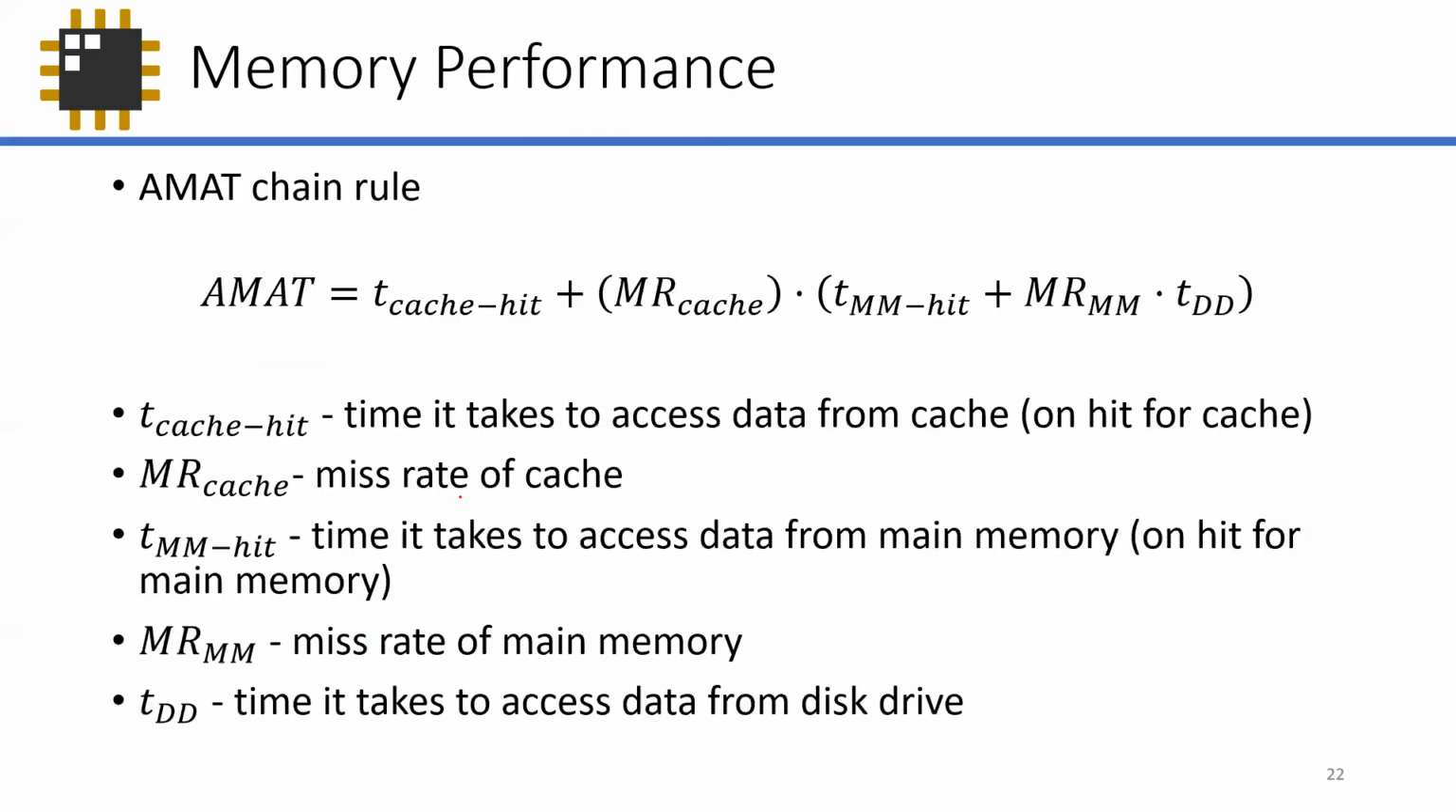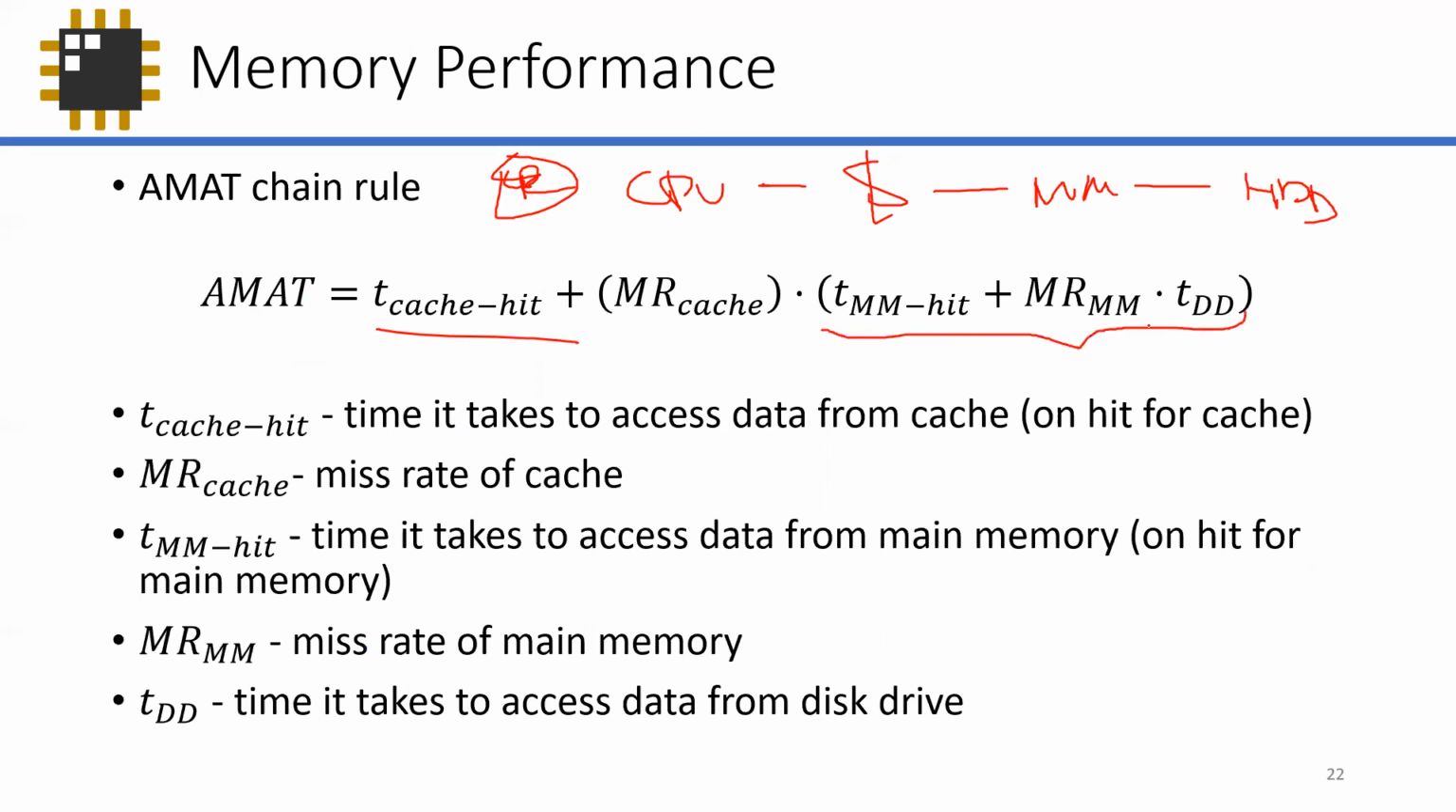What do I mean by that? Say, for example, I write CPU, the cache, the main memory, and then my hard disk drive. It's the same thing. T cache hit plus the miss rate of the cache times the main memory time, which consists of what happens if you hit in the main memory, plus the miss rate of the main memory times the disk drive.